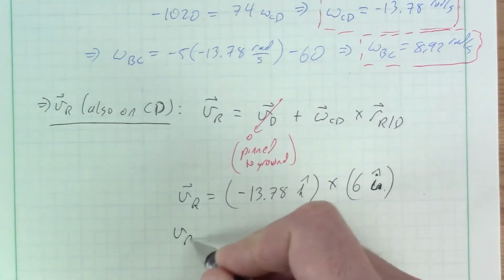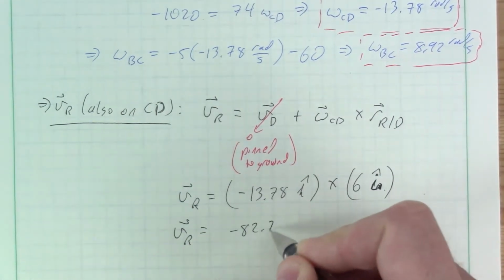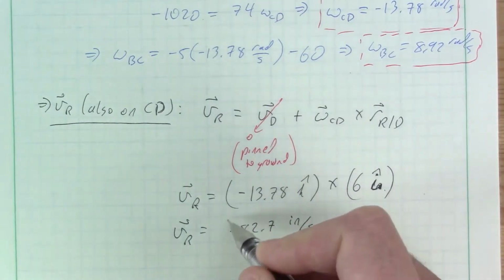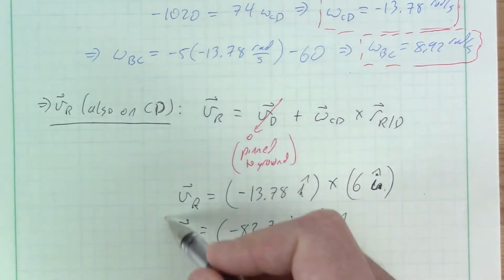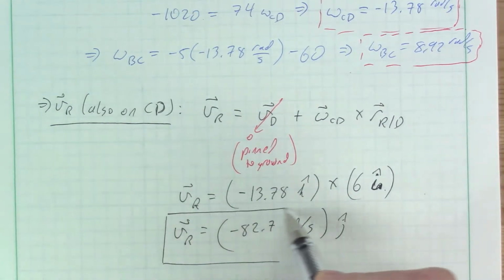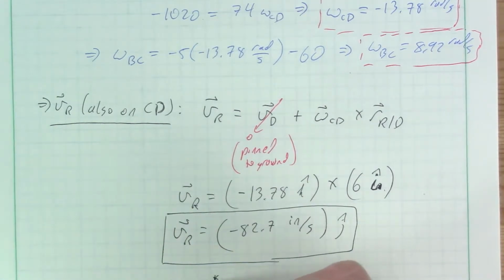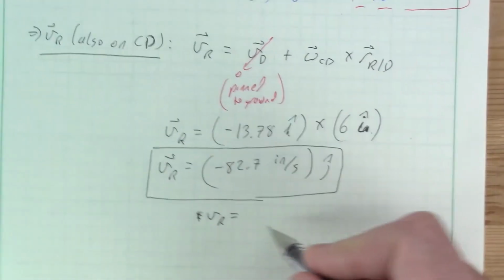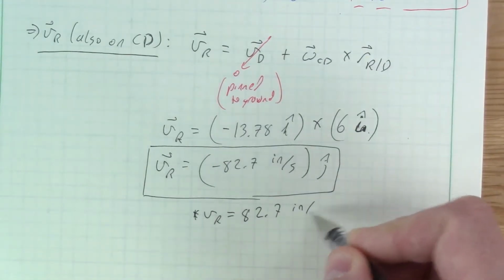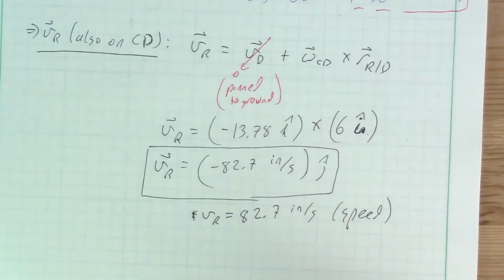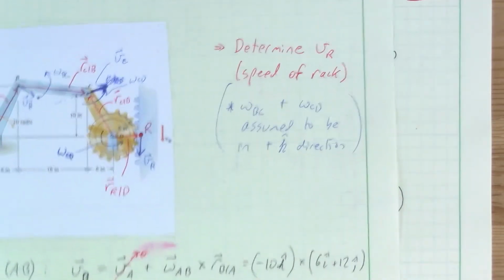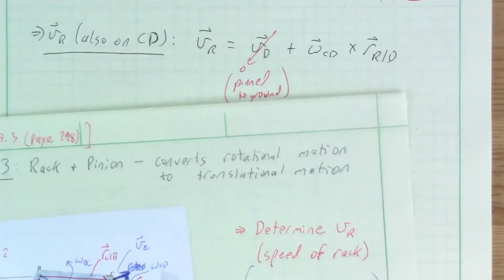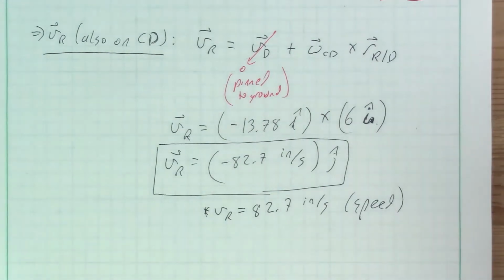So VR is then negative 82.7 inches per second j hat. And that is the final answer. Our speed here, VR, is 82.7 inches per second. We determined velocity, but the problem actually asked for speed. I think it's more descriptive to say the velocity, but if we just want speed, it's 82.7 inches per second. All right, that's a good one.